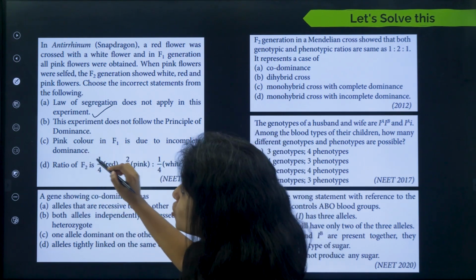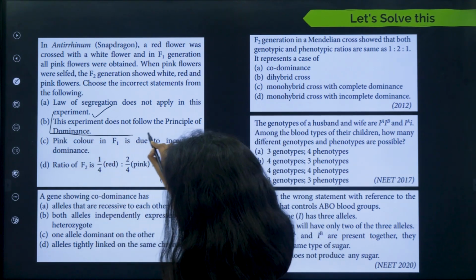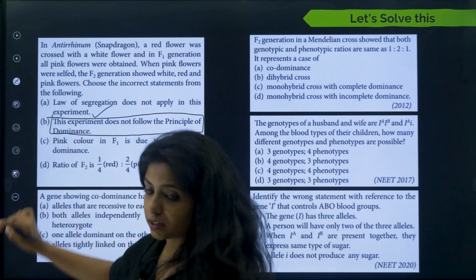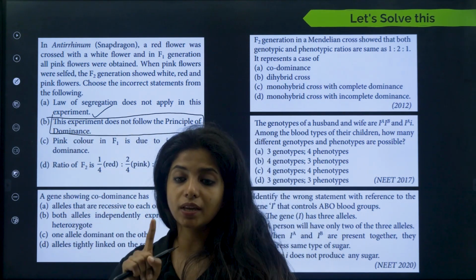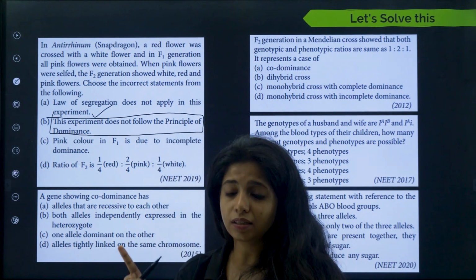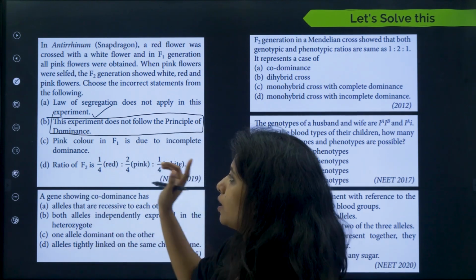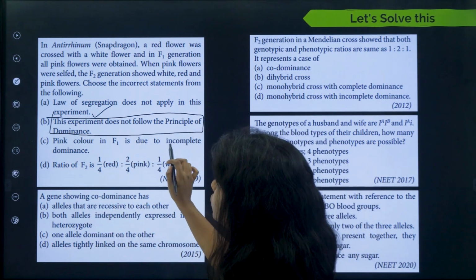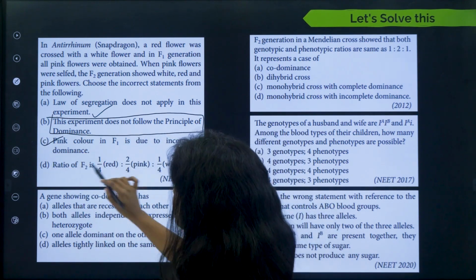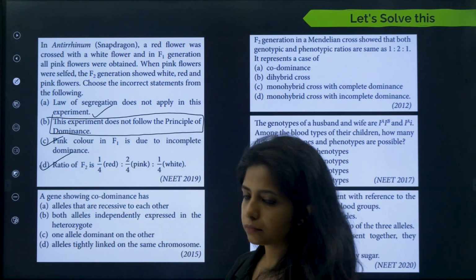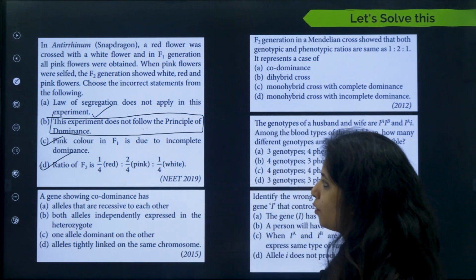Yes, this does not follow the principle of dominance. That is why it is showing co-dominance. It is not completely dominant. According to the law of dominance, in a heterozygote, in a dissimilar pair of factors, one should be dominant. But over here, it's not like that. Pink color in F1 is due to incomplete dominance. Yes, children, it is due to incomplete dominance. Ratio of F2 is this. This is also correct. So this is the problematic thing.